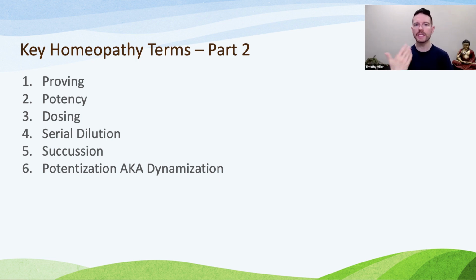Dosing. Dosing is simply how we take a remedy. Dosing is typically like 5 pellets or 5 drops under the tongue, typically away from food. And dosing is also the frequency. It might be a one-time dose. It might be a few times a day. It might be once a week. It all just depends on the homeopath's prescription.